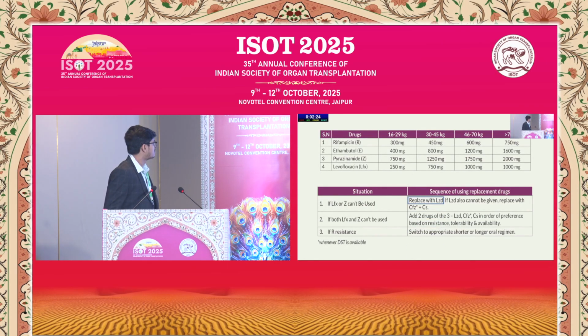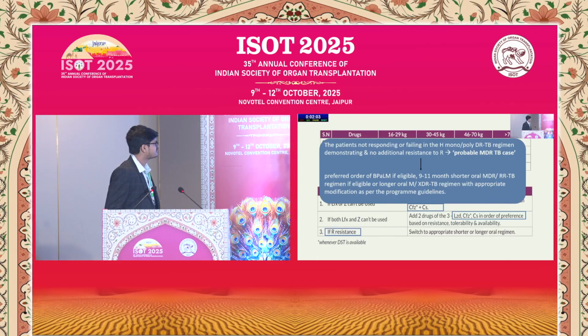Suppose we cannot use levofloxacin or pyrazinamide from this, so we have to replace with linezolid, or if linezolid cannot be used, add clofazimine plus cycloserine. If both levofloxacin and pyrazinamide can't be given, add 2 out of 3 drugs: linezolid, clofazimine, and cycloserine. If rifampicin resistance is detected, we have to change the regimen accordingly. After starting the treatment for H mono or polydrug resistant tuberculosis, if there is no response to treatment and there is no resistance to rifampicin, we have to consider it as probable MDR tuberculosis, and we have to start a regimen from BPaLM or shorter or longer oral regimen.